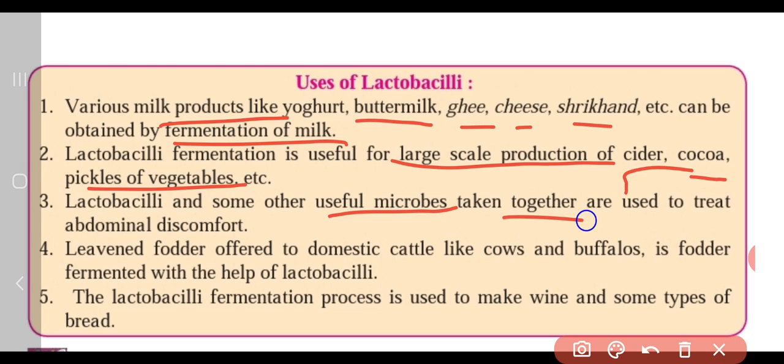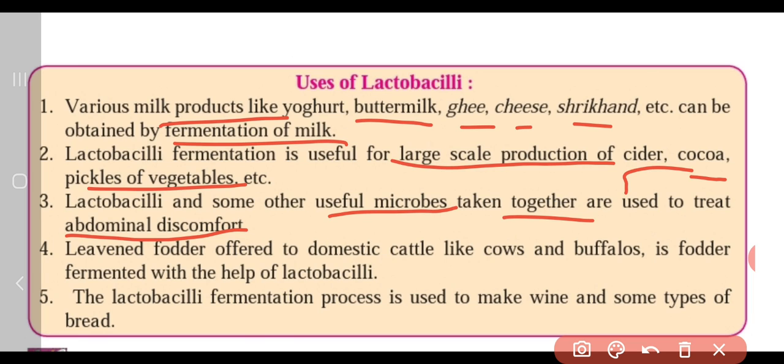to treat abdominal discomfort. So those people who are suffering from abdominal discomfort, means they're not feeling well, the stomach is paining, or they feel some kind of pain in the stomach. So lactobacilli and other useful microbes are mixed together, and the products are administered to such people.